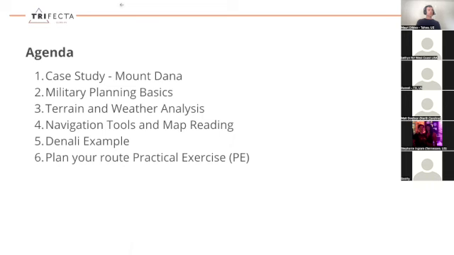So the agenda: we're going to hit a case study right up front of a tour I did on Mount Dana. Then we'll go into some military planning basics, including some terrain and weather analysis. Then we'll talk about some of the navigation tools and the technical portion of map reading. Then we'll go into an example on Denali where I take you through a few different route plans for Denali itself. And then we'll go into a practical exercise where we'll go into breakout rooms and y'all will plan a route to close out this class.